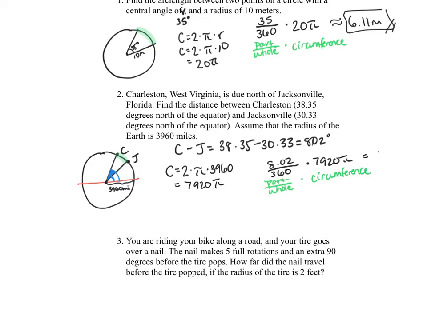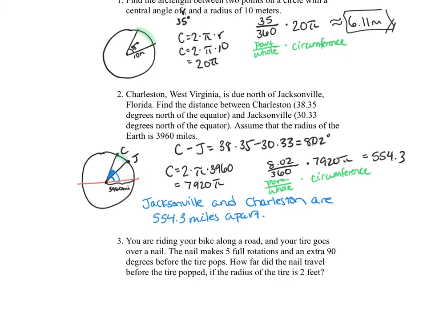And that's going to give us 554.3 miles. Since this does have context to it, unlike our previous problem, we're going to write a sentence. So we can just say that Jacksonville and Charleston are 554.3 miles apart. And there you have it.